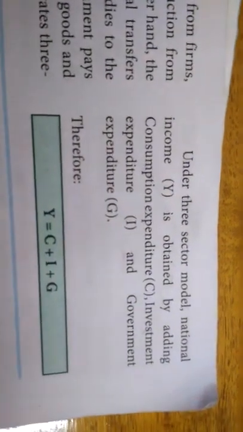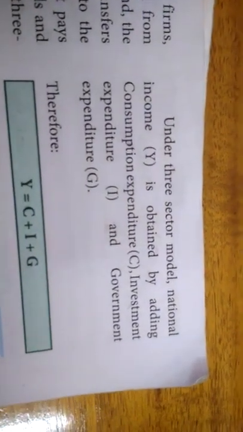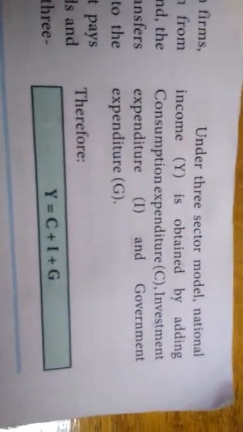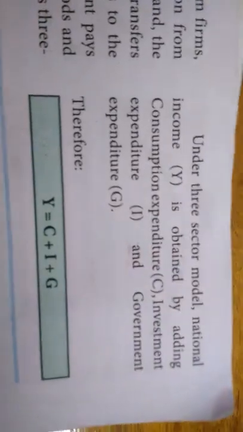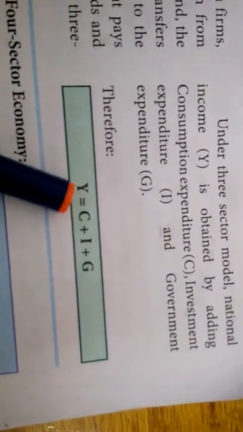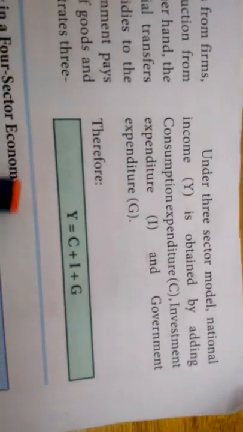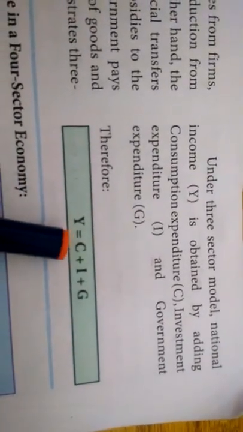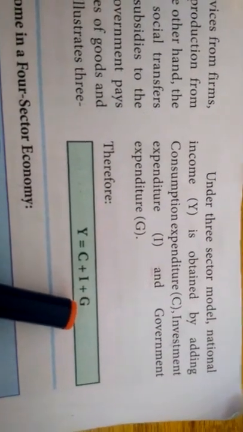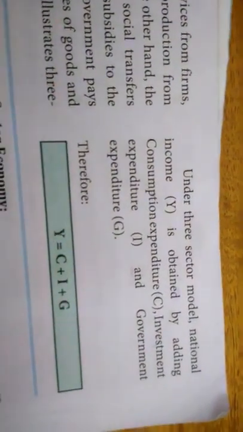So under the three sector model, national income is obtained by adding consumption expenditure, investment expenditure and government expenditure. So we can write the formula: national income is equal to consumption plus investment plus government expenditure. We have already studied that income is equal to consumption and investment; additionally, if you add the government expenditure, that will also be added to the income.